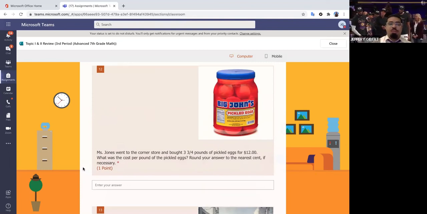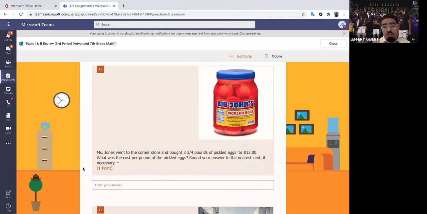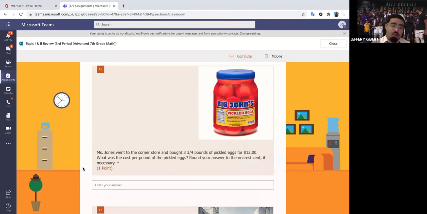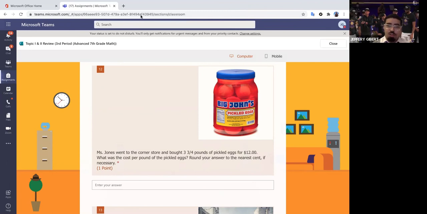All right. Next, Miss Jones went to the corner store and bought 3 3/4 pounds of pickled eggs for $12. What was the cost per pound of the pickled eggs? Round your answer to the nearest cent, if necessary.